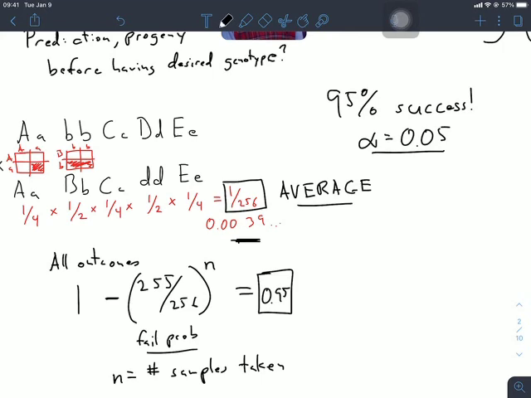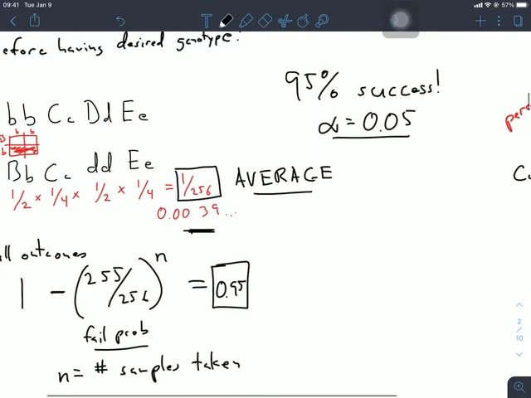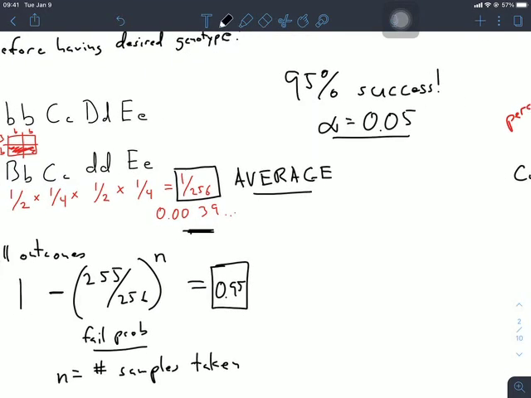Let's solve this in succession here. You'll want to move this term over to the other side and move over the 0.95 back over to the 1, so we can add 255 over 256 to both sides of the equation. So 1 minus 0.95 is equal to 255 over 256 to the n. You can simplify this down.